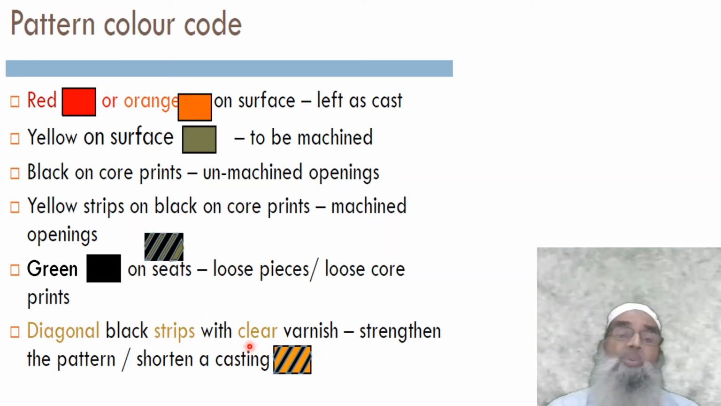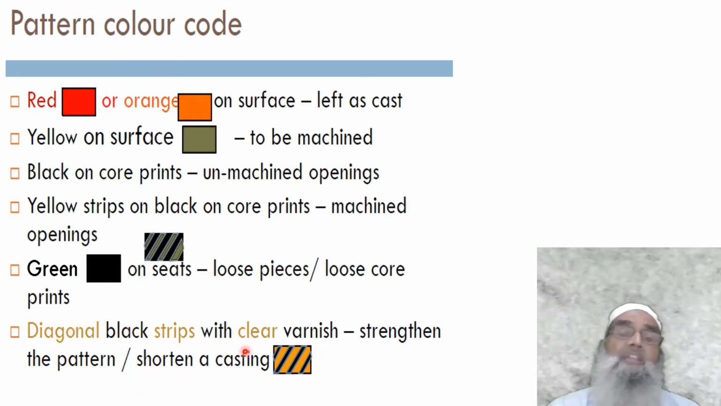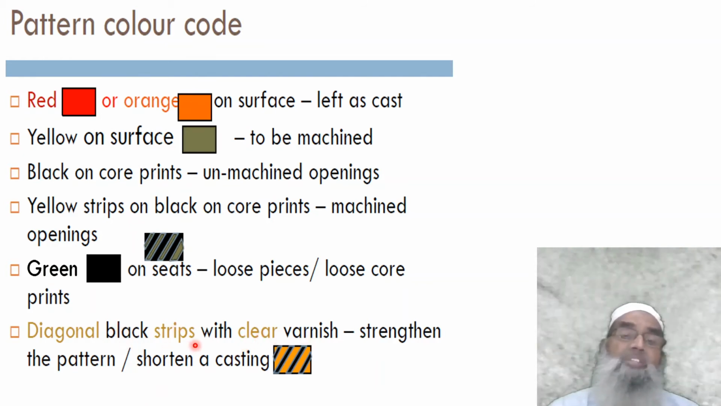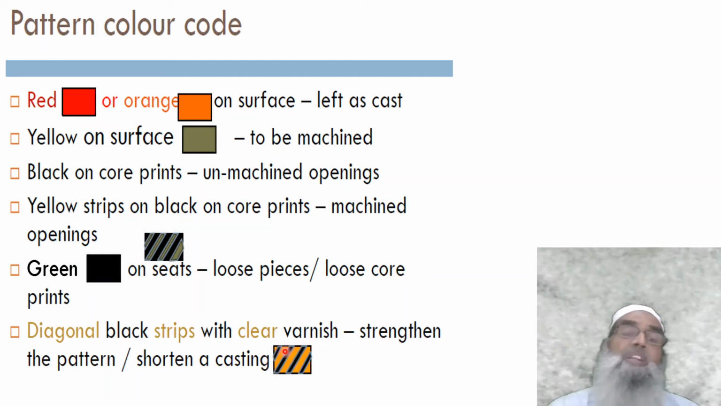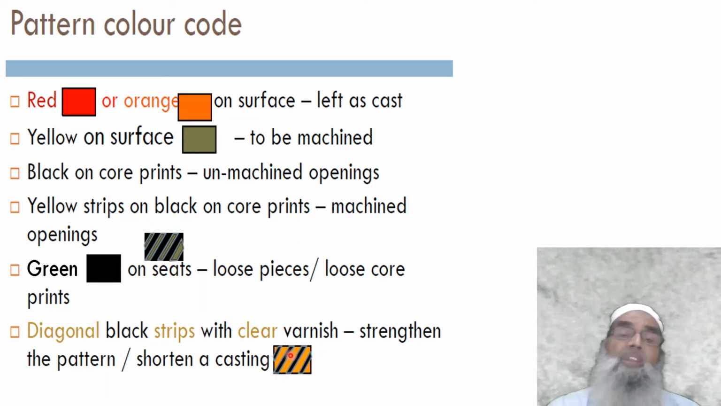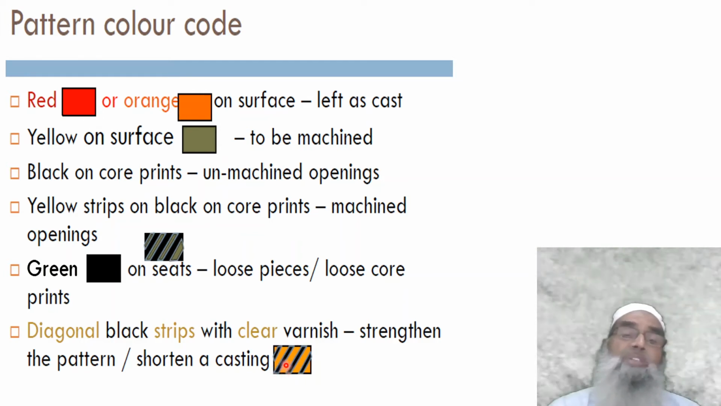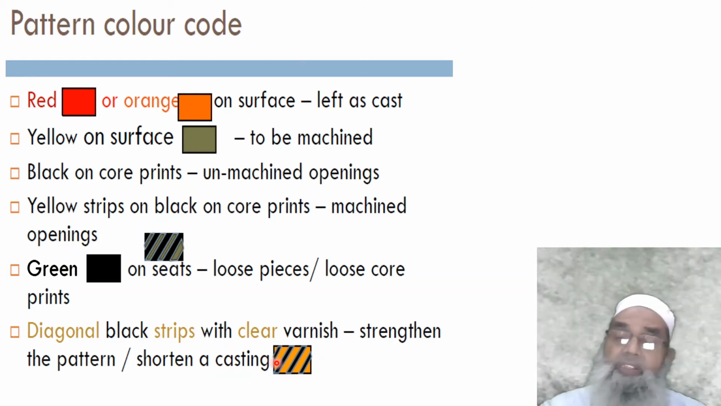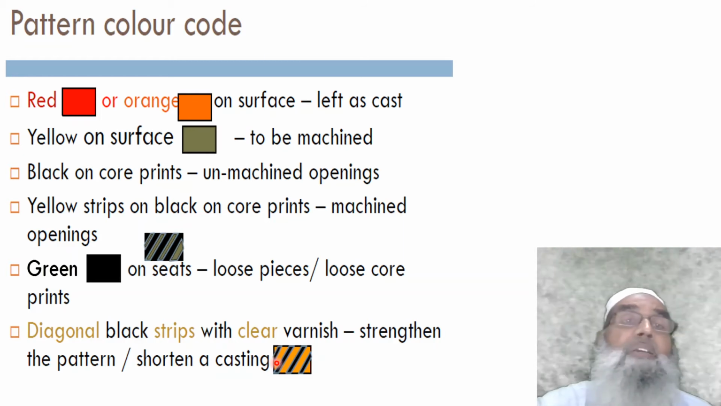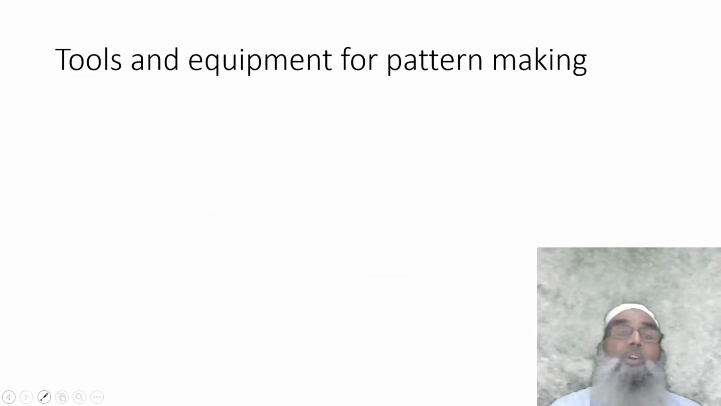Now there are certain locations in the pattern which are weak and need strengthening, and those are painted with clear varnish with black strips, so that we can get proper reinforcement and proper handling. Precaution while handling should be taken at those locations, and therefore they are color coded accordingly.